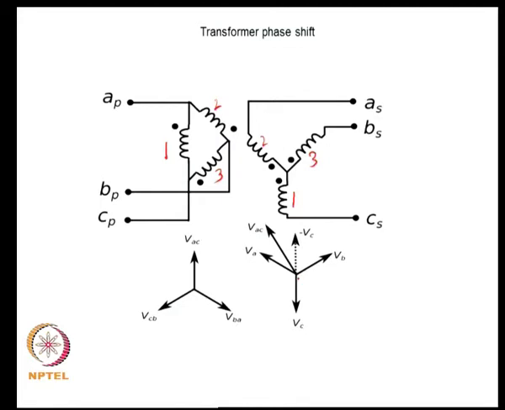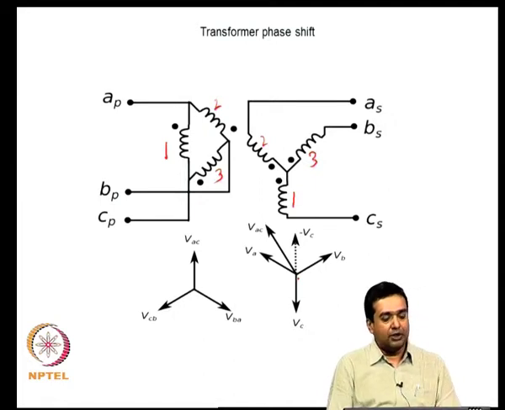So, for a delta Y transformer, depending on your winding configuration, you can have plus 30, minus 30, plus 90, minus 90. And if you look at both the YY and delta Y transformers, it is possible to have every 30 degree point on your clock obtained with the winding connections on your transformer.